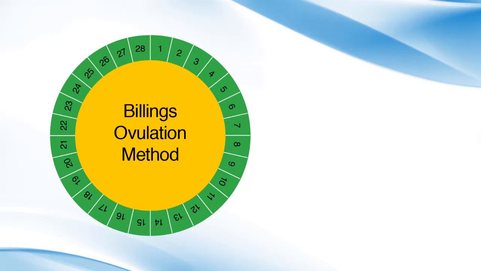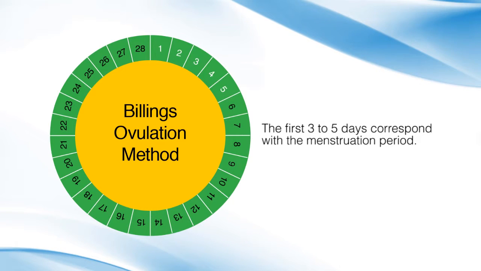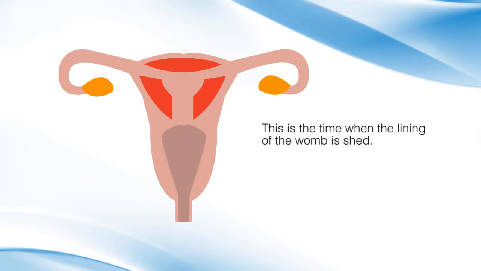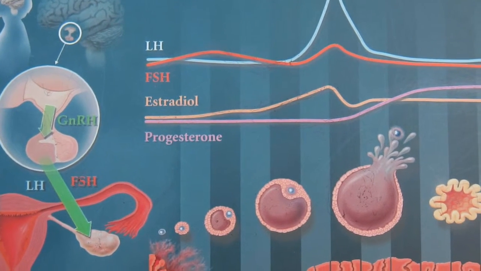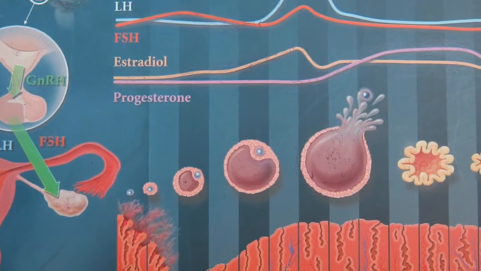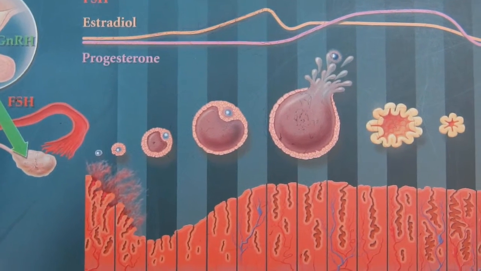In order to understand the Billings ovulation method or the cervical mucus method, you need to understand the menstrual cycle. This is a 28-day menstrual cycle chart. The first 3 to 5 days correspond with the menstruation period. This is the time when the lining of the womb is shed. The next 3 to 4 days is called the dry period. During this period, there is a cervical mucus plug which prevents sperm from entering the uterus.